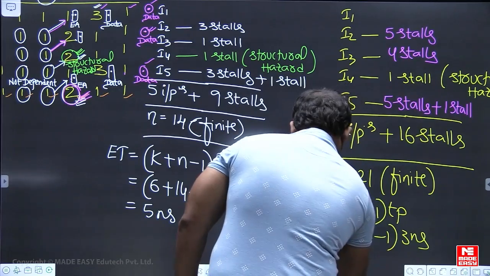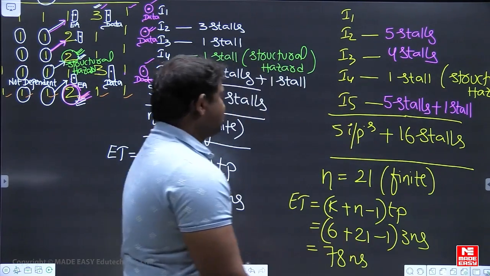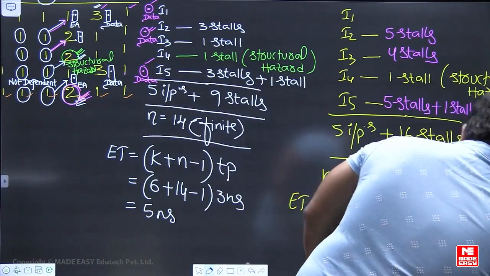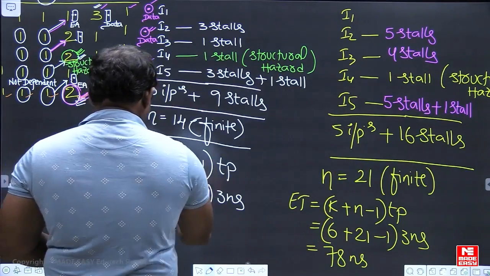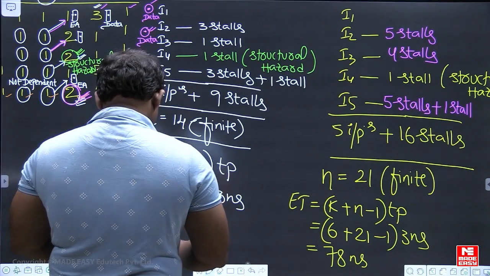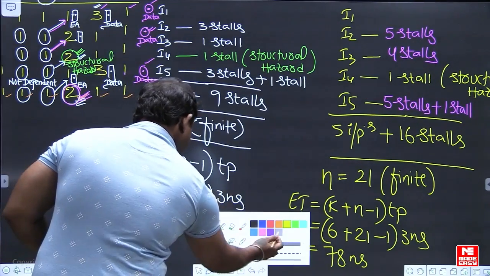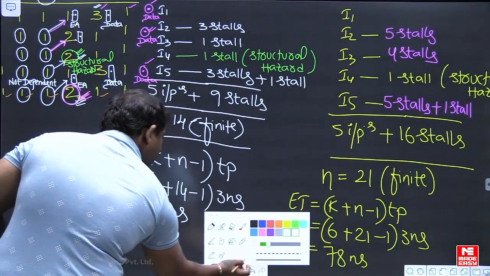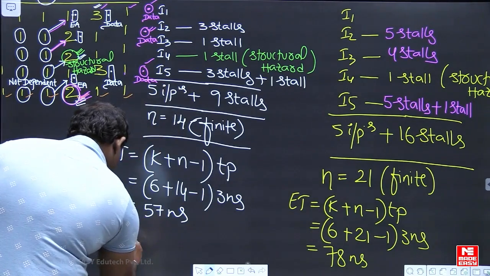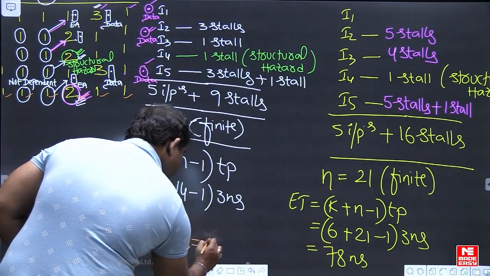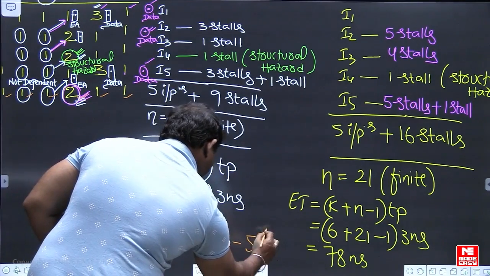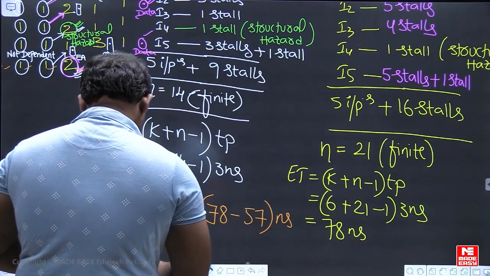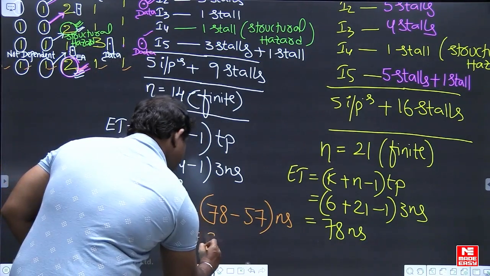That is 78 nanoseconds. Okay, students? 78 nanoseconds. Now, how much time is saved? Previously, what is this execution time? 19 into 3. This is 57, no? Okay, time saved equals 78 minus 57 nanoseconds. Okay, report the value. 21 nanoseconds.